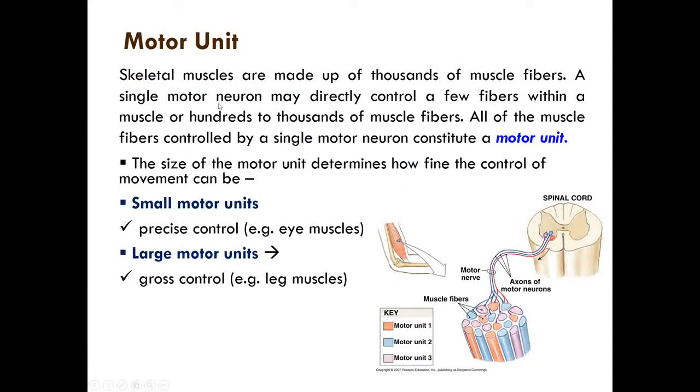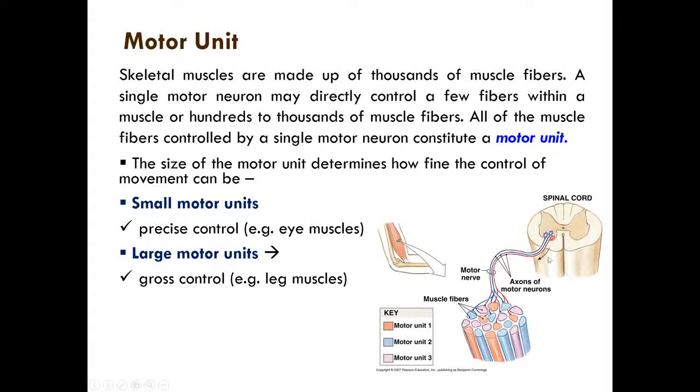So what is a motor unit? It's an important short note. Skeletal muscles are made up of thousands of muscle fibers. A single motor neuron may directly control a few fibers within a muscle, or hundreds of thousands of muscle fibers. All of the muscle fibers that are controlled by a single motor neuron constitute a motor unit.